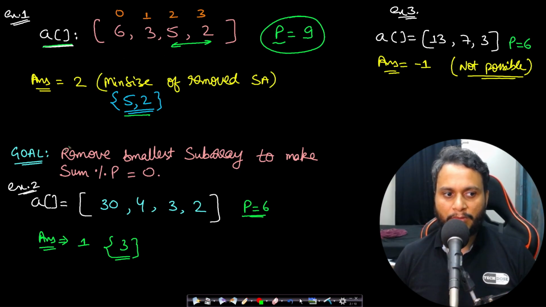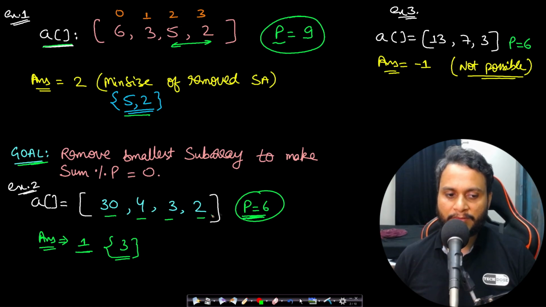Okay. Now the goal is to remove the smallest subarray to make sum mod p equal to 0. Let's look at another example. If you have 3, 4, 3, 2, then again if the p value is 6, then we need to return the size of the smallest subarray that you can remove, so that the rest of the array sum will be divisible by p. Okay, in that case you can just find the 3, remove it, and then the rest of the array sum will be divisible by p.